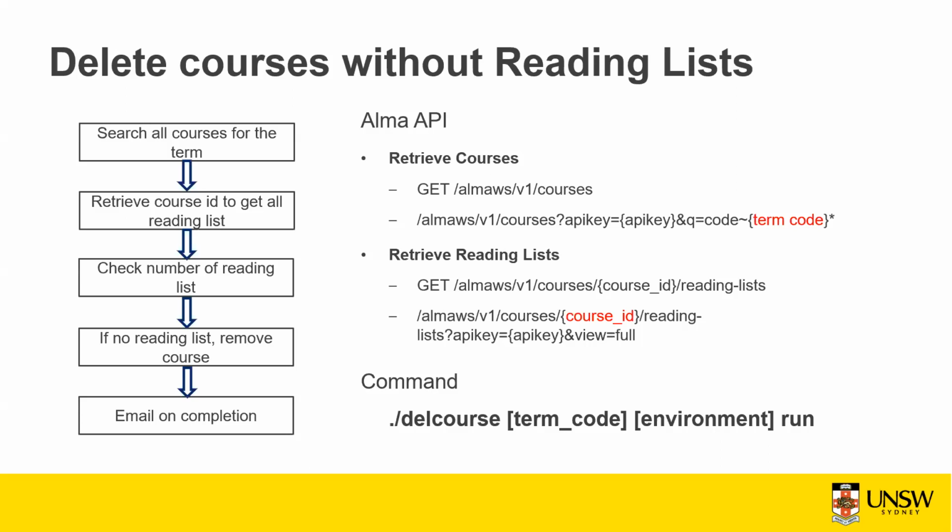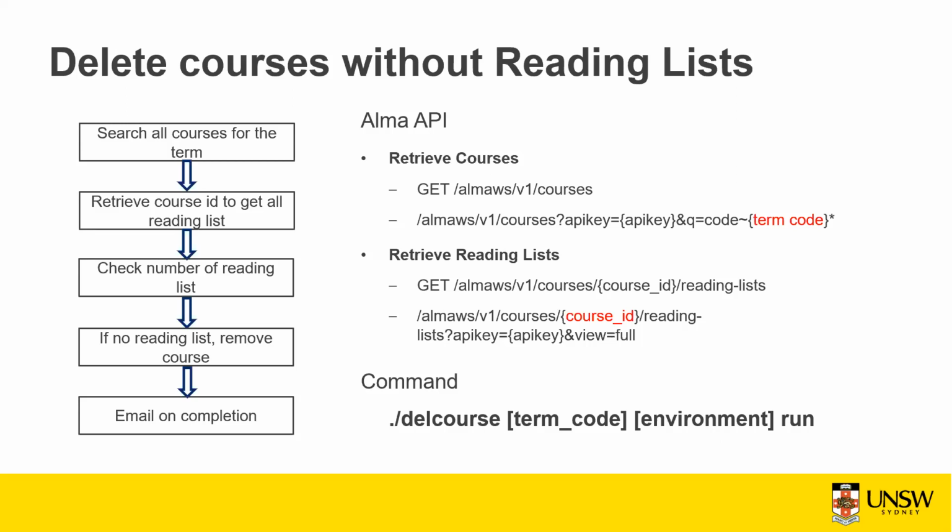If the number is 0, that means no reading list is associated to the course. Then the script will call the Alma API to delete the course. Otherwise, it will keep the course in Alma. After everything has been done, it sends an email to us reporting on the running results.